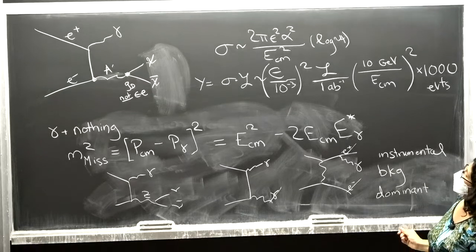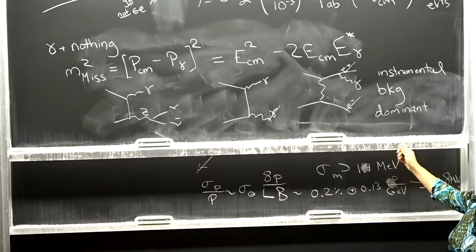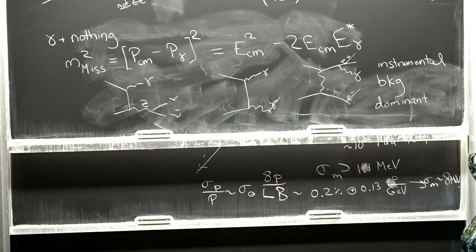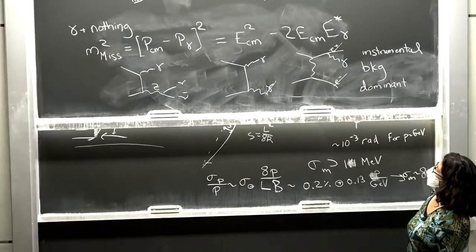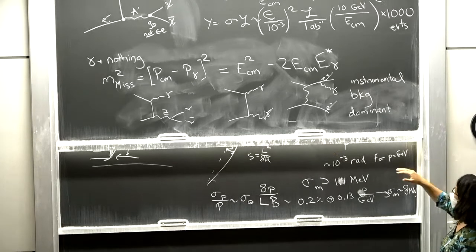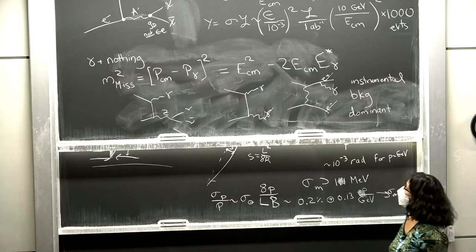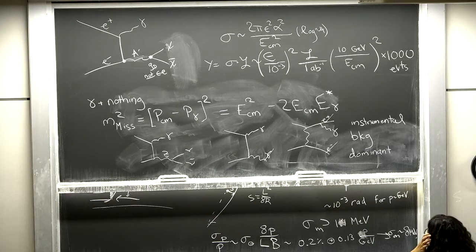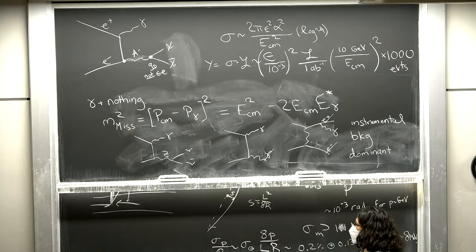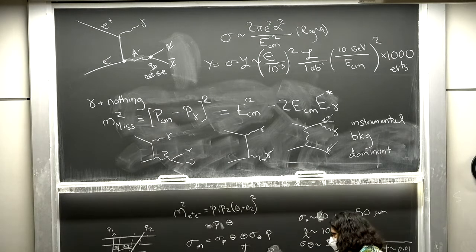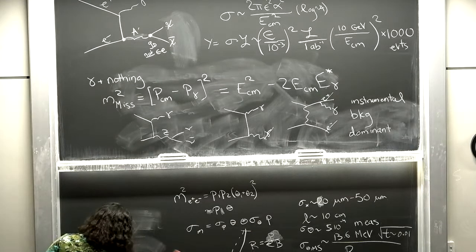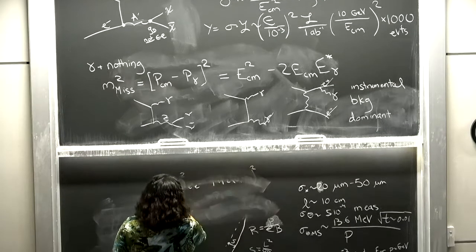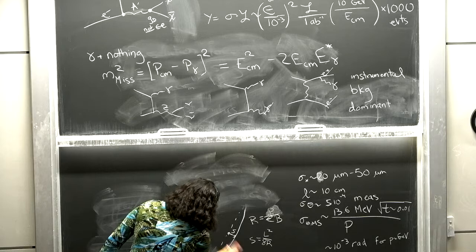So how are you going to see this signal? Well, you need to reconstruct the missing mass, and try to reduce these backgrounds as much as possible. Unfortunately, I talked about MeV mass resolutions for the visible signal. These missing mass resolutions are much, much worse.